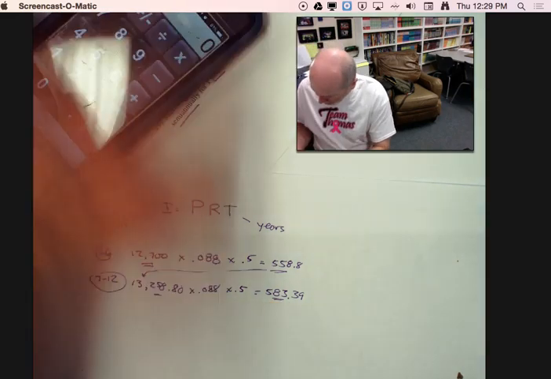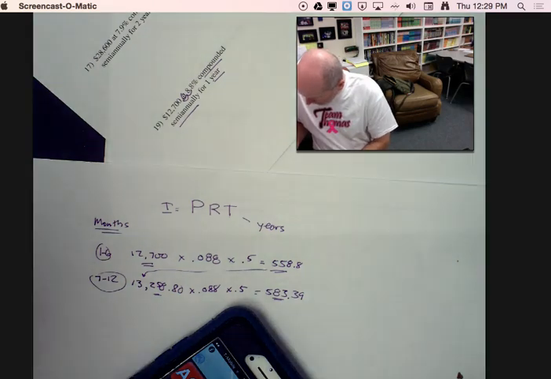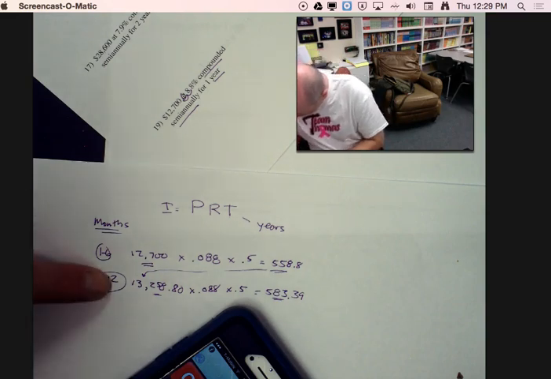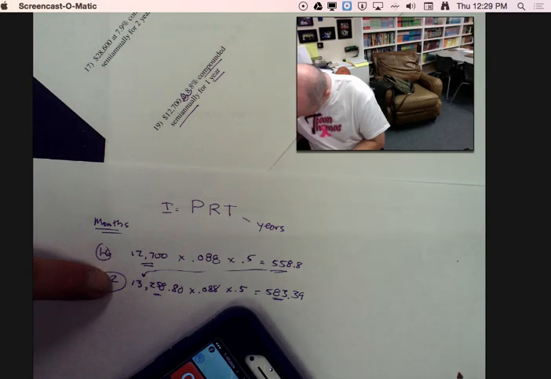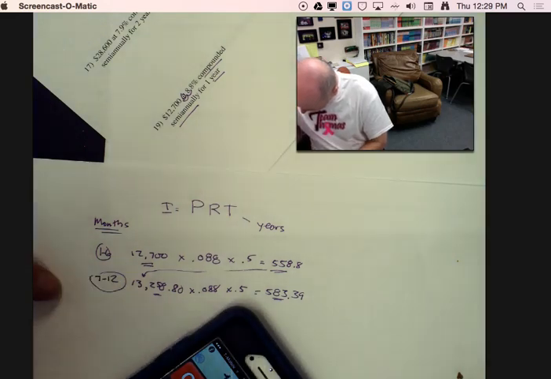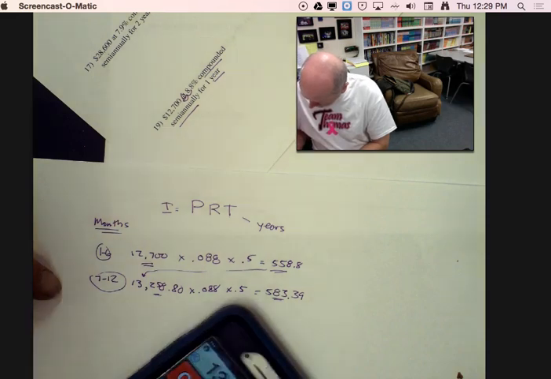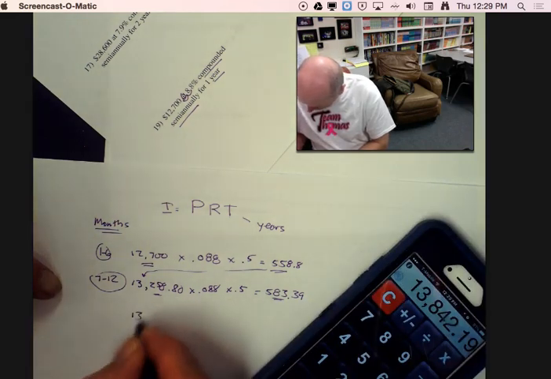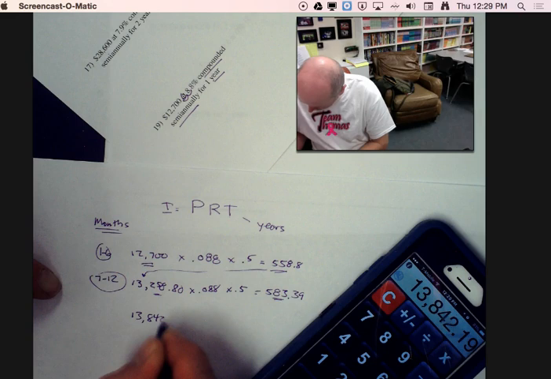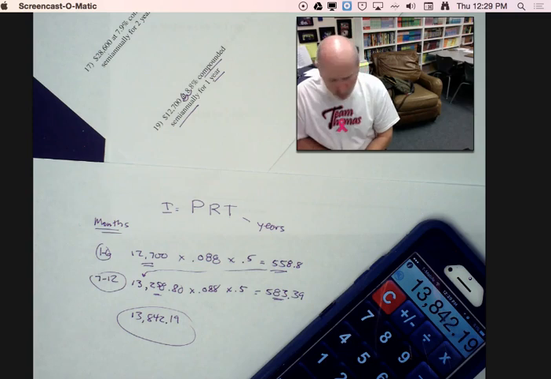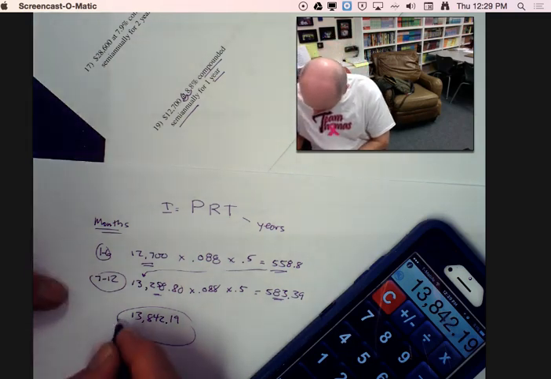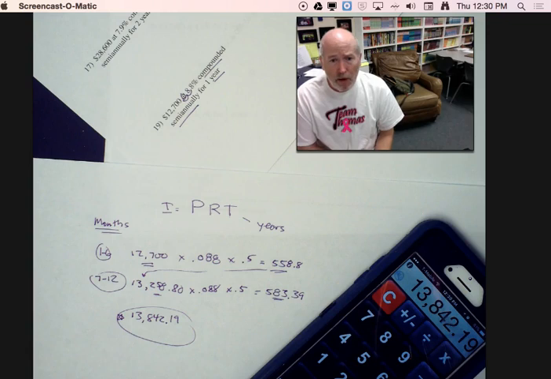So let me pop that into the calculator real quick. 583.39, and I'm going to add that to $13,258.80. Looks like I've got a total of $13,842.19. Anybody else get that? Sweet, I know what I'm doing. There's your answer. Now, if I were to go for another 6 months, I would do the same thing.